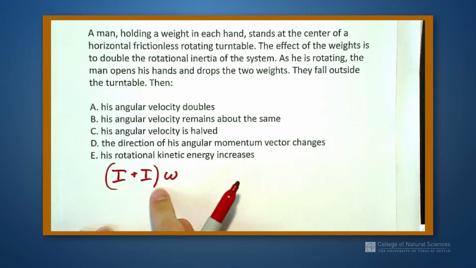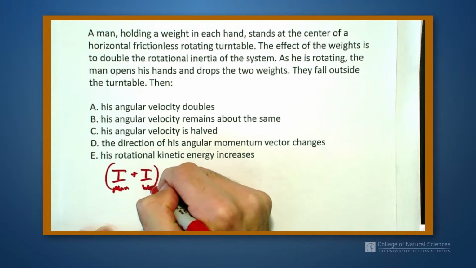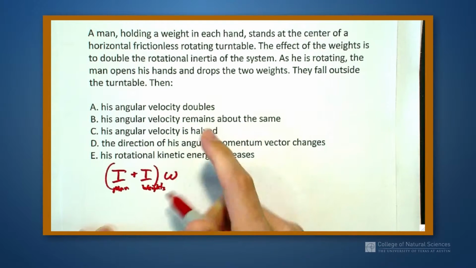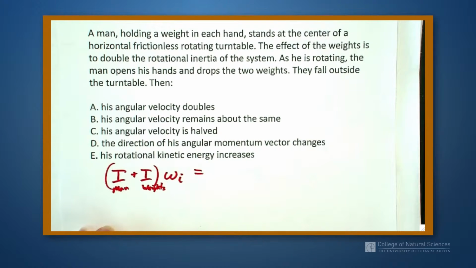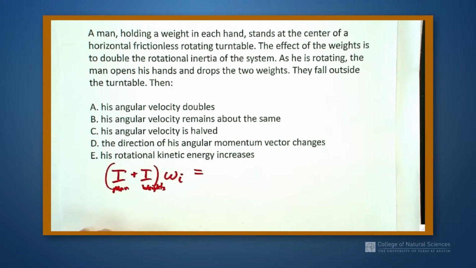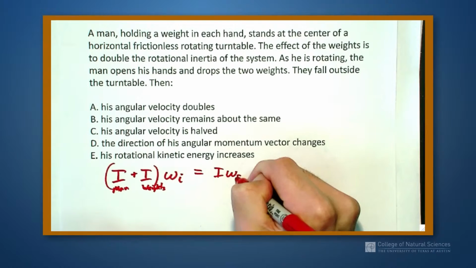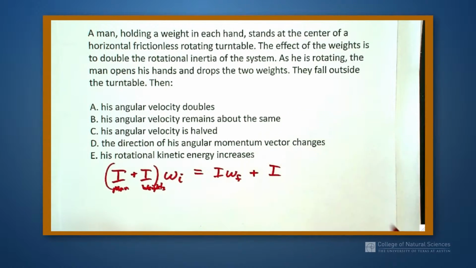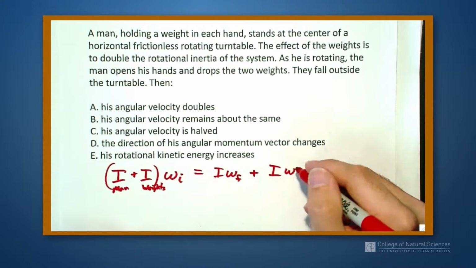So if they're both spinning together, it looks like I have the I of the man plus the I of the weights, and they're both spinning together at the initial angular velocity. Well, when we drop them, they're not going to land on the turntable, but they're going to fall outside of the turntable. We want to know what happens to the angular velocity of the man. So this is going to be the I of the man times omega final of the man, plus whatever happened to the weights.